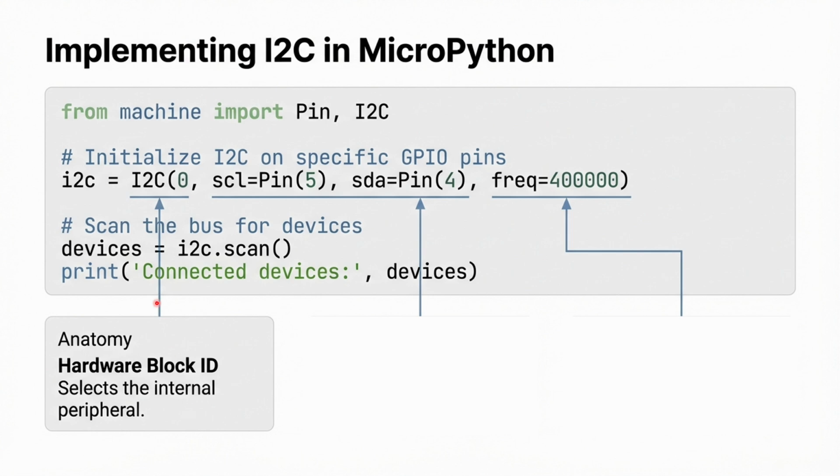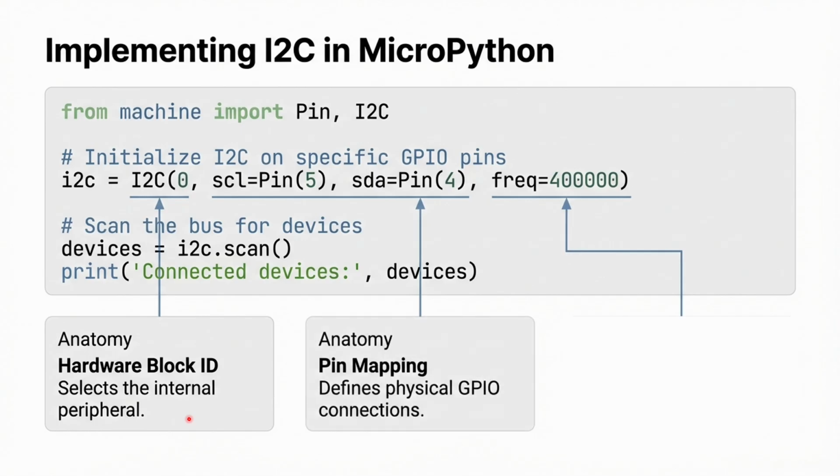Let's do some analysis. First, we have the hardware block ID. Just like the UART, the Pico has 2 internal I2C engines. Choosing 0 is like picking which specific meeting room in the building you want to use. Next, we have the pin mapping for SCL and SDA. This tells the Pico exactly where the clock rope and the data rope are plugged in.